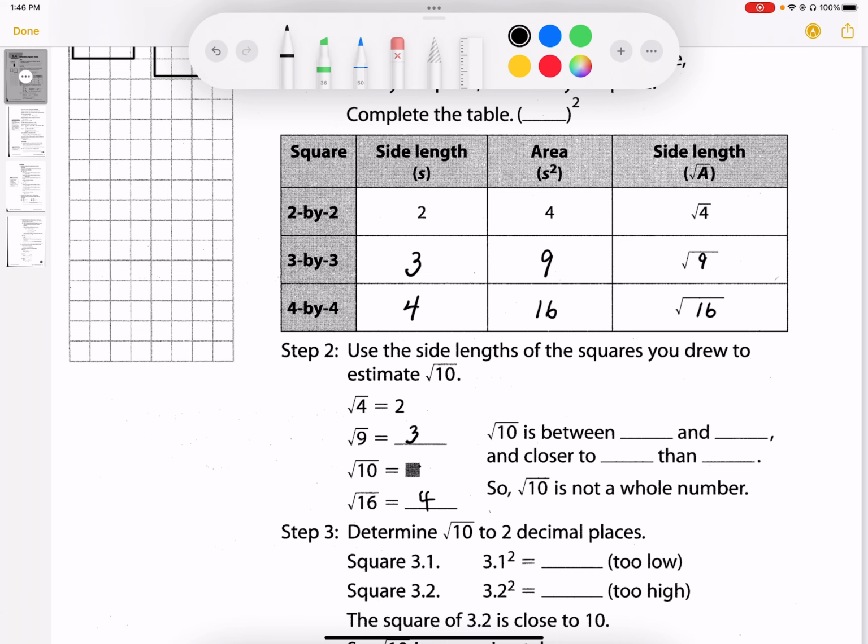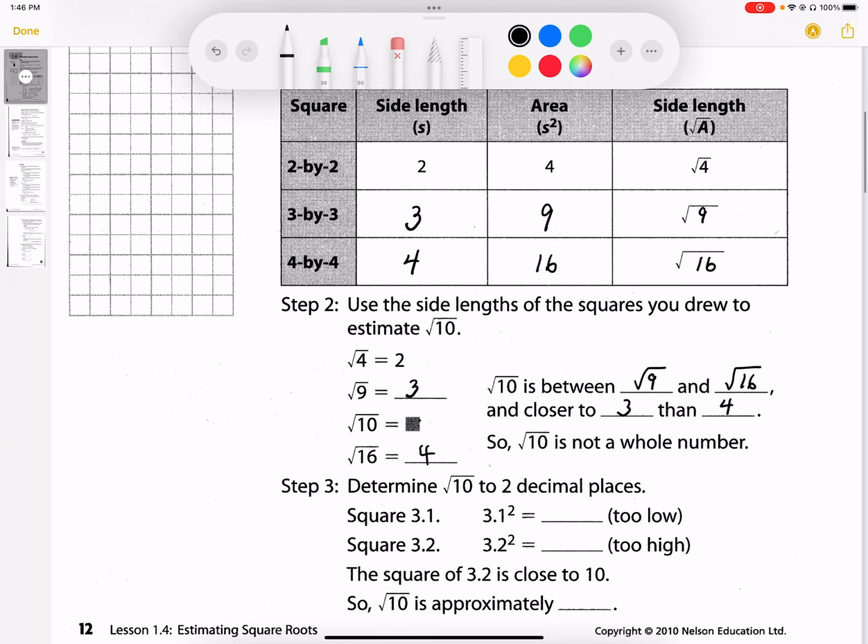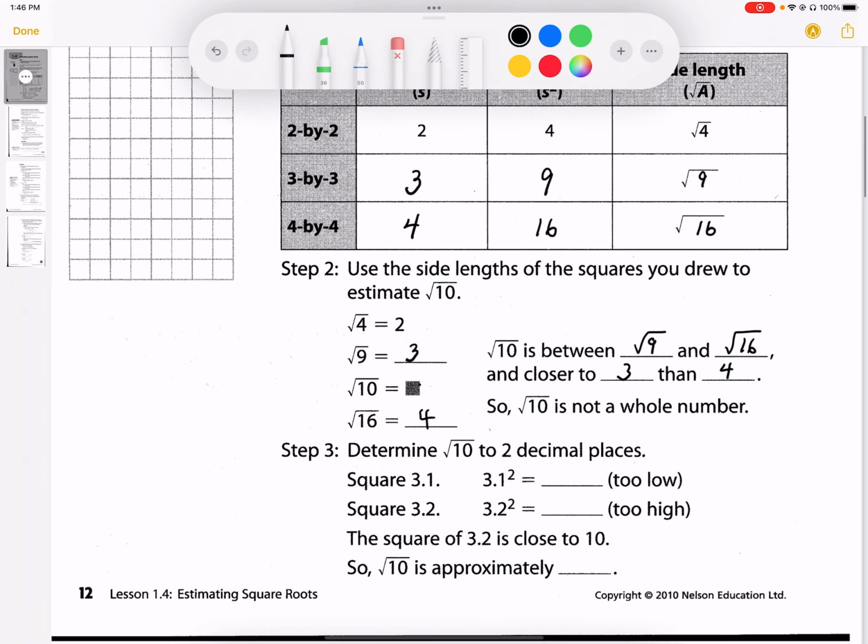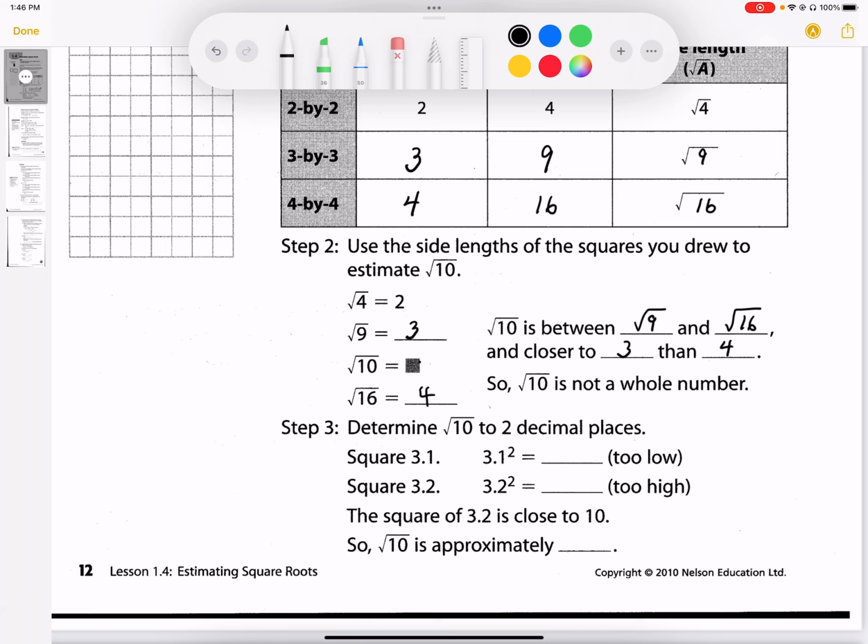So square root 10 is between square root 9 and square root 16. And it looks like it's probably closer to square root 9, which is going to be 3, and closer to 3 than 4. So we know that square root 10 is somewhere between 3 and 4, probably closer to 3.